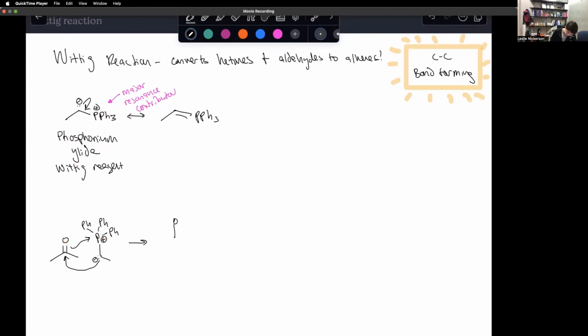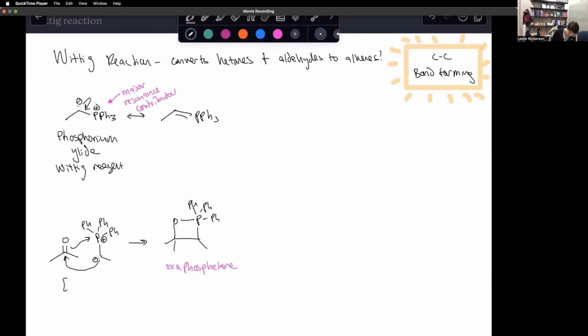Now I have to struggle to draw a square real quick. Okay, so then we end up with this intermediate. This is an oxaphosphetane. Hopefully I spelled that right. Okay, so from this intermediate, all we need to do is fragment that apart, and we're going to get to our final product.